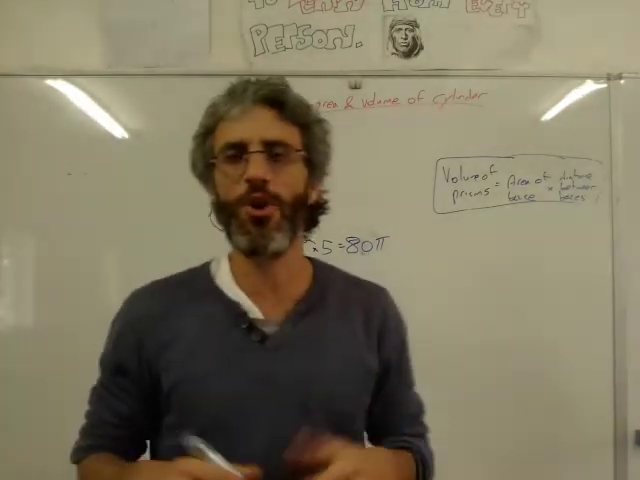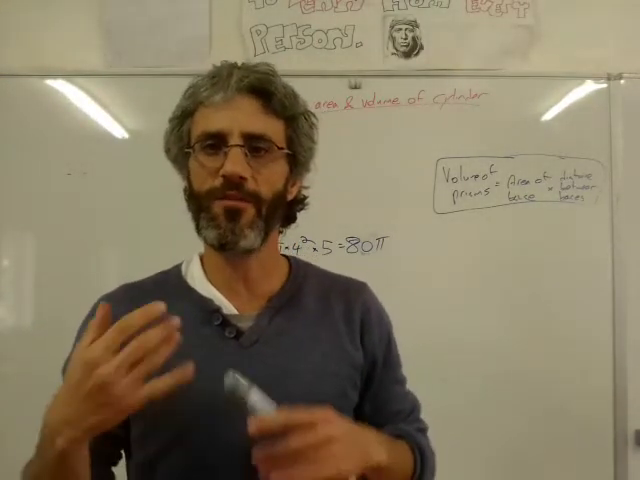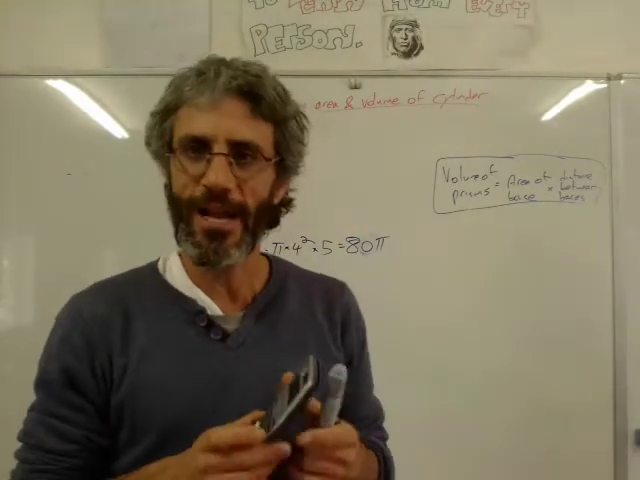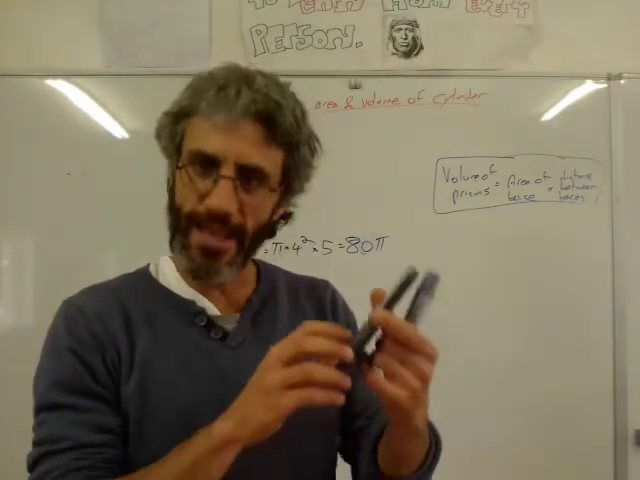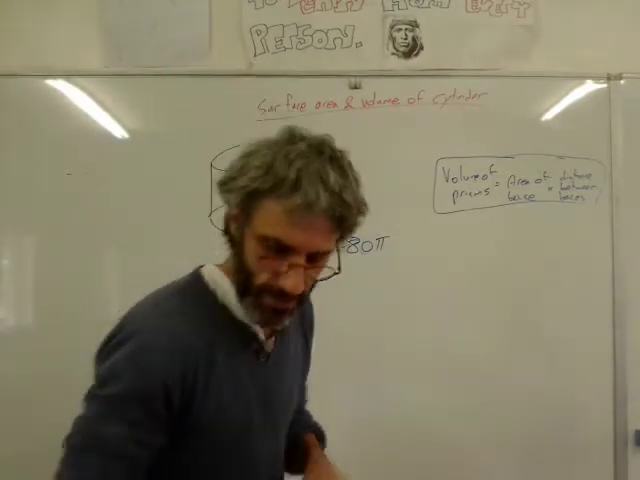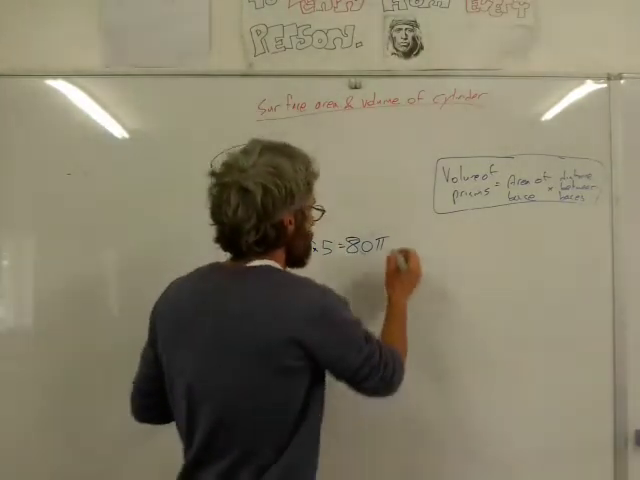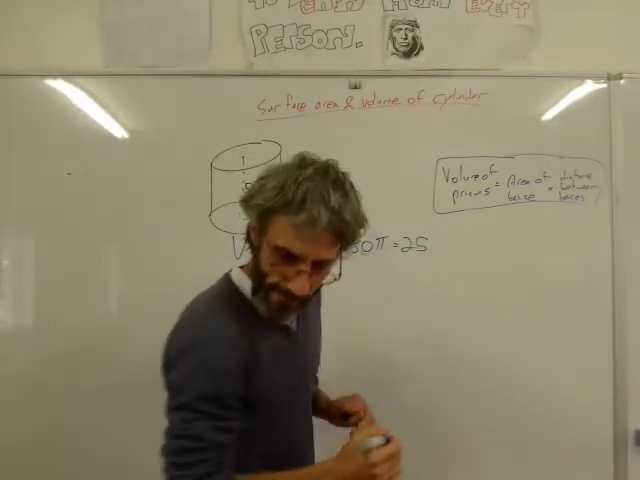Only if they tell you to give your answer in terms of pi can you leave it like that. But if they don't say anything, you actually need to give a decimal answer. So you press the S-D button, and if they don't say anything, give 2 decimal places. So 251.33.